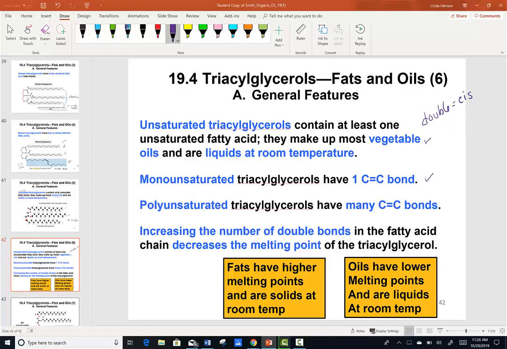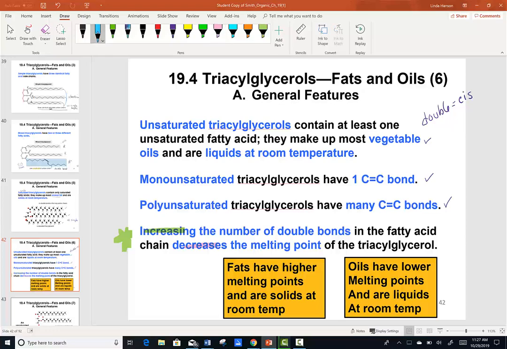Monounsaturated fats contain just one carbon-to-carbon double bond. Polyunsaturated triacylglycerols contain many carbon-carbon double bonds. And this is a very important statement. It's going to help you recognize physical trends, physical properties related to melting point. As you increase the number of double bonds, you decrease the melting point. The more and more double bonds, the lower the melting point.